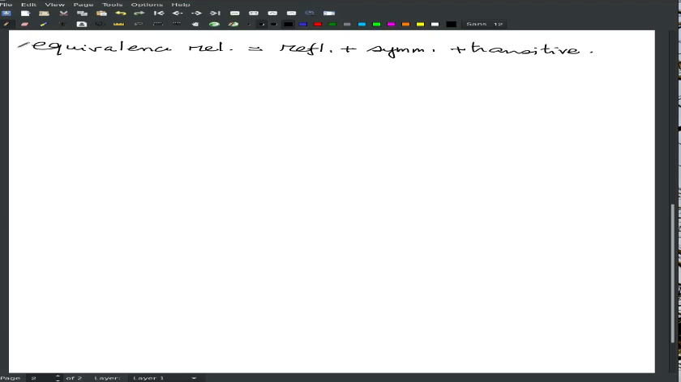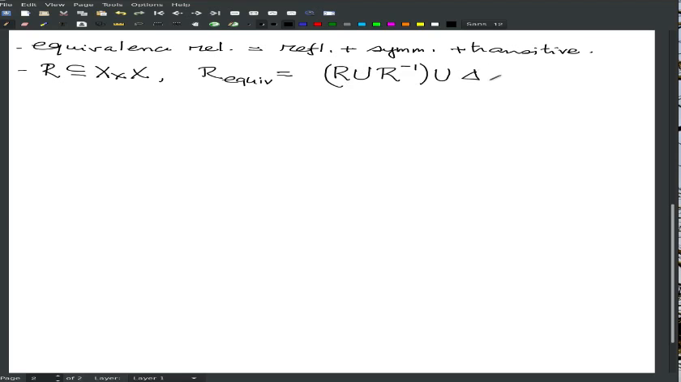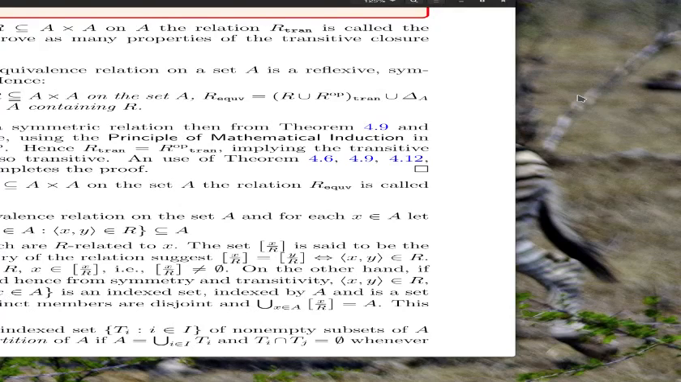And what we have done so far is, suppose we are given any relation, then there is the smallest equivalence relation generated by it, and it is nothing else. First you symmetrize it, you make it reflexive, and then take its transitive closure. And that is actually the idea.